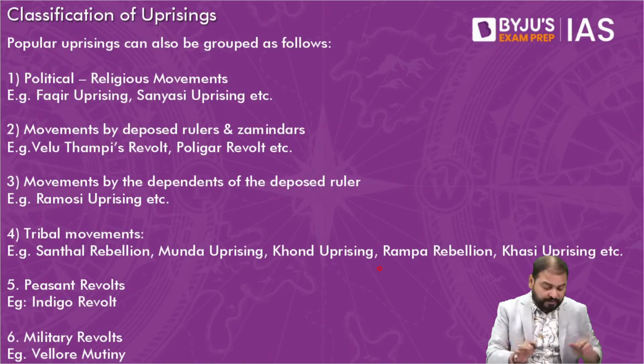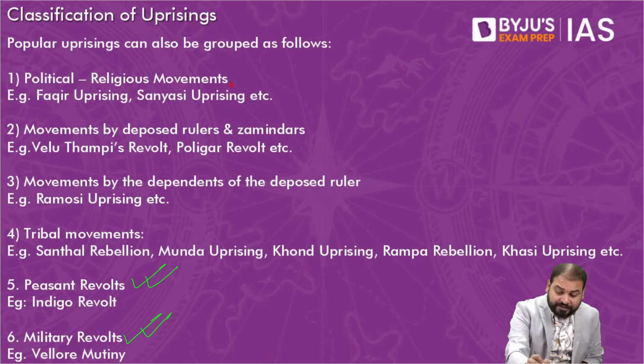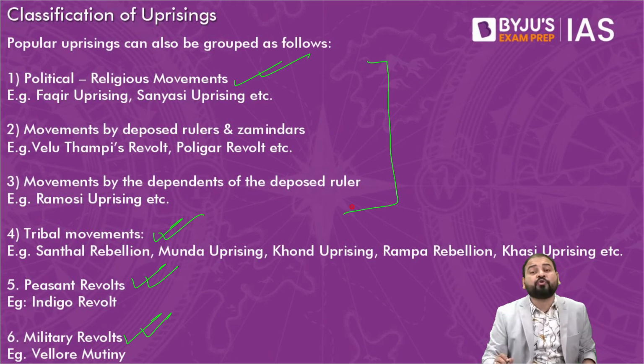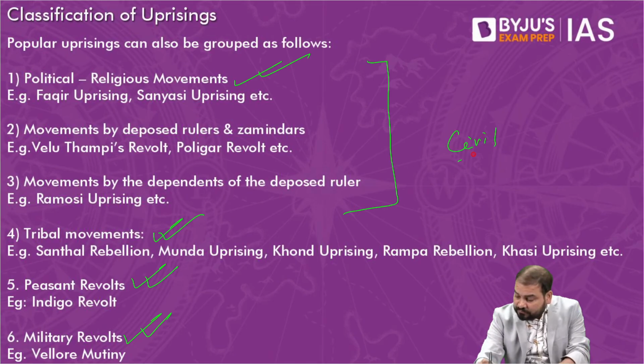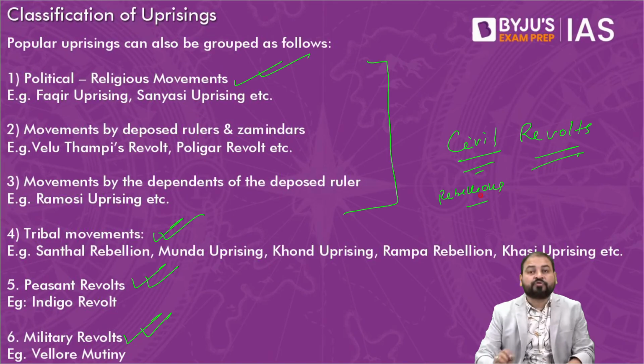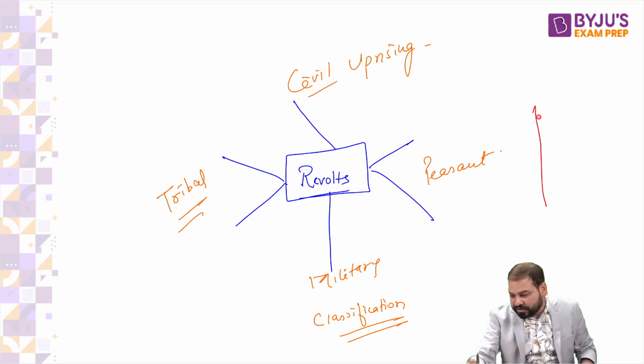So if you see here, all of you, this slide, we will study this. Peasant revolts today. We will see one military revolts also. We will see these politico-religious. We will see tribal. And all these three, the first three, according to Bipin Chandra, is talking about these all three as civil revolts or civil rebellions. So according to Bipin Chandra, all these rebellions, all these uprisings, all these revolts can be classified into three types. According to Bipin Chandra, what are the three types? Civil uprisings, peasant revolts, and tribal revolts.